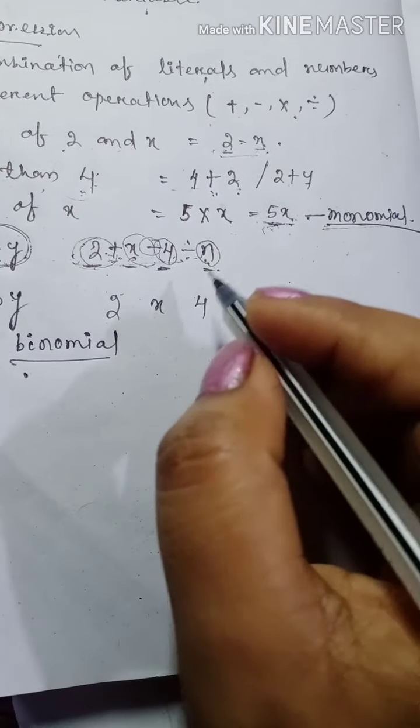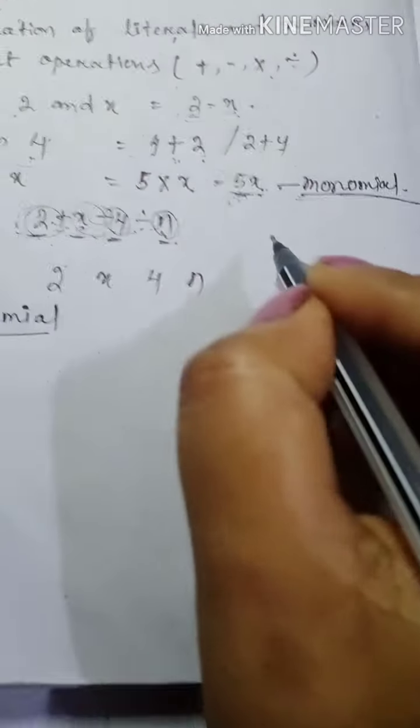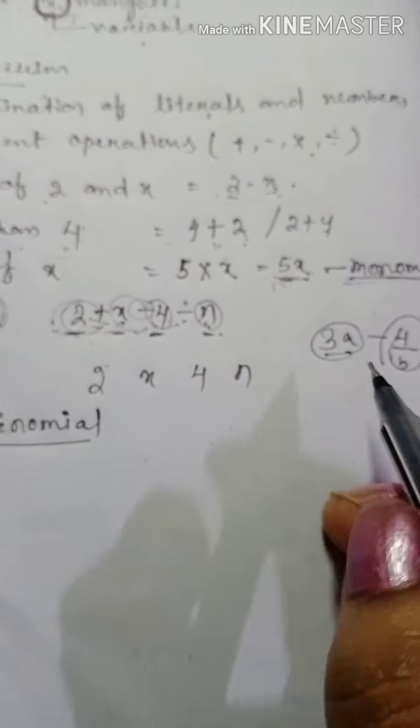Okay. Next, 3m, this can also be a binomial. See another example, if it is in fraction form, 3a minus 4 by b. This is also a binomial because here this is a term and this is another term. Okay, can you understand? Next is trinomial.